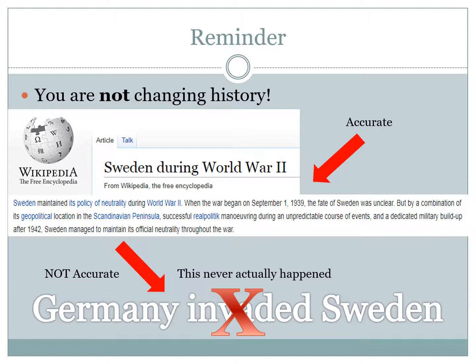Historical accuracy means staying true to what actually happened in history. You can find the information shown here in a history textbook. In your writing, you are not changing history.